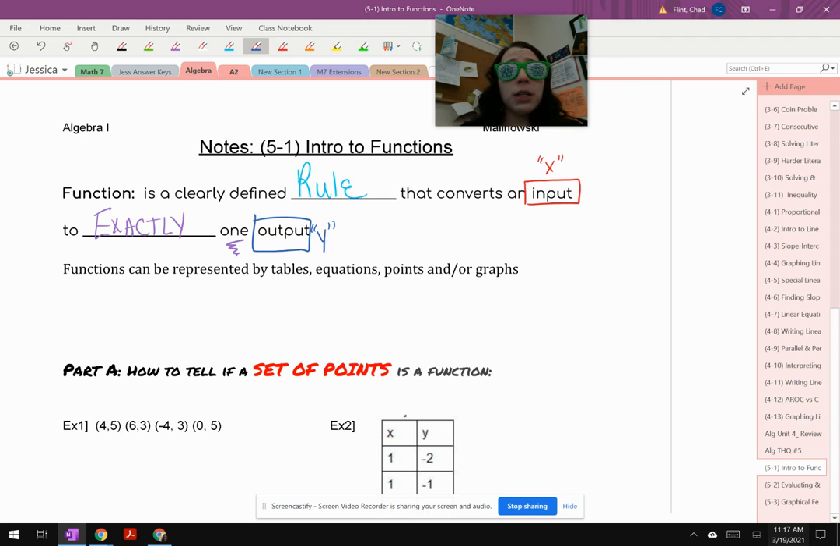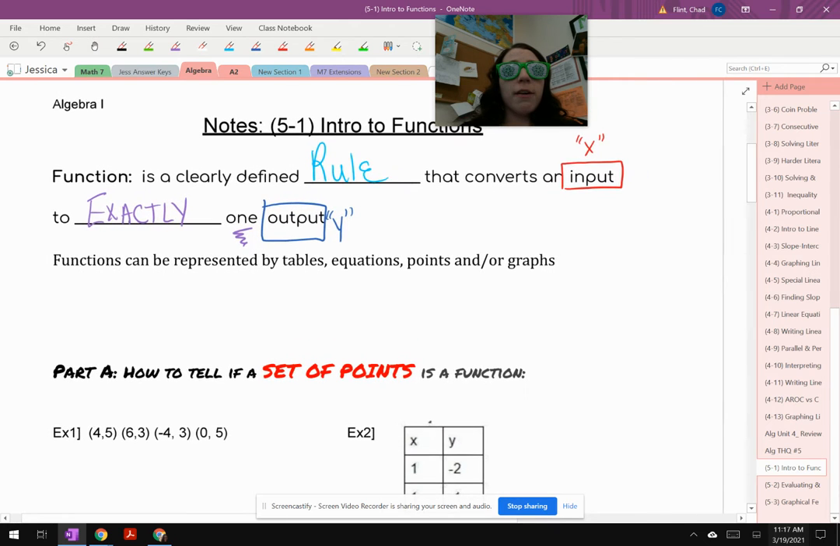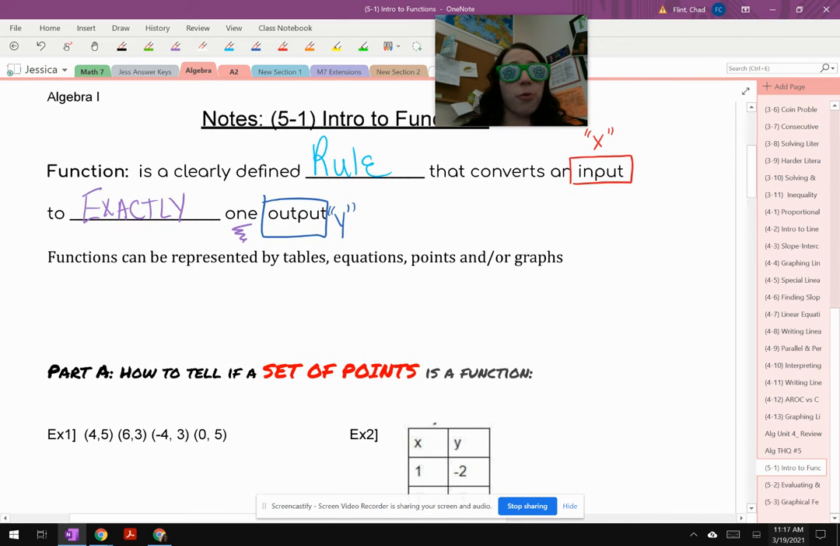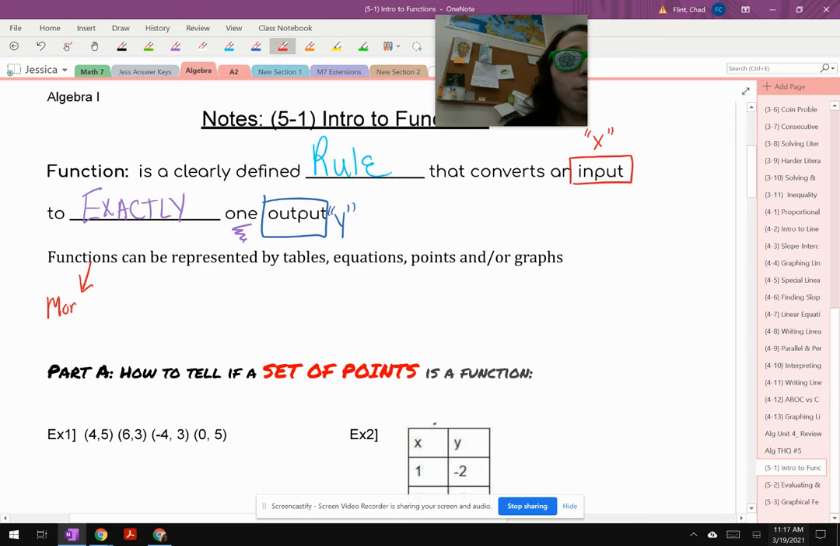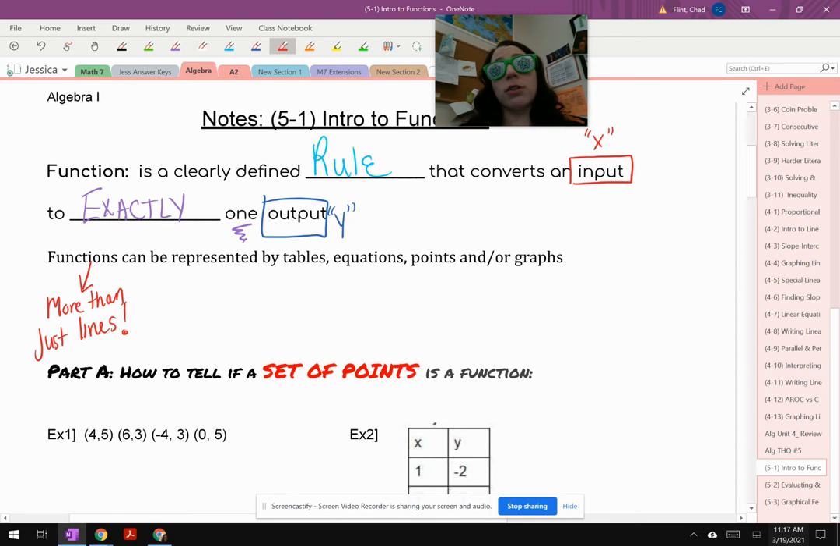We are going to be looking at functions in all types of their forms. And we're going to be looking at functions that are more than just lines. That's what we focused on last unit, Unit 4, those linear equations. We're expanding our knowledge now. We're going to look at some things other than just straight, boring lines.